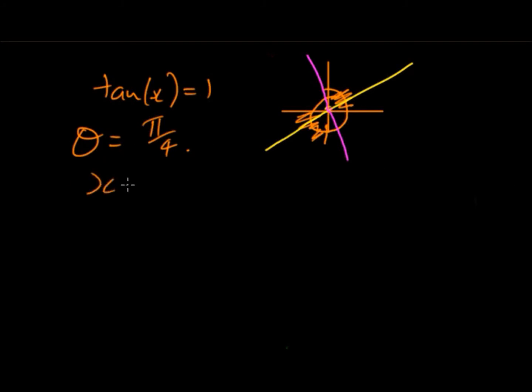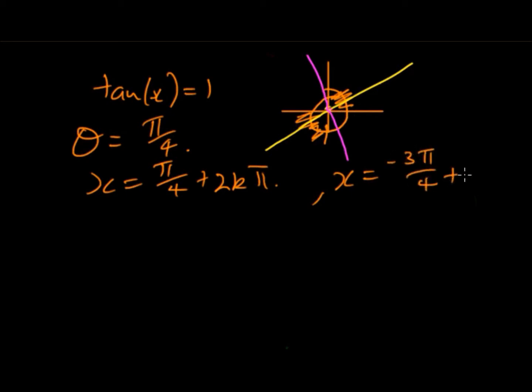Now, if we want the two solutions, so x is equal to pi on 4 plus 2 pi k. So that's the first one plus 2 pi k. Then we can also have the second one, which is going to be negative 3 pi on 4 plus 2k pi. So how I got negative 3 pi on 4 was this value here has to be pi on 4. So to reach that from the negative, I went negative 3 pi on 4.